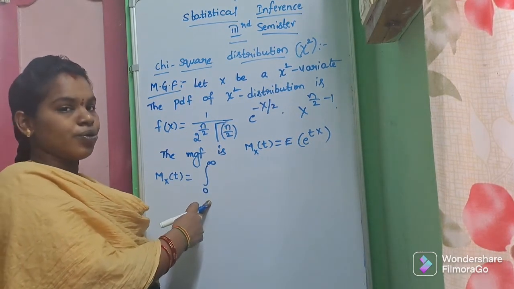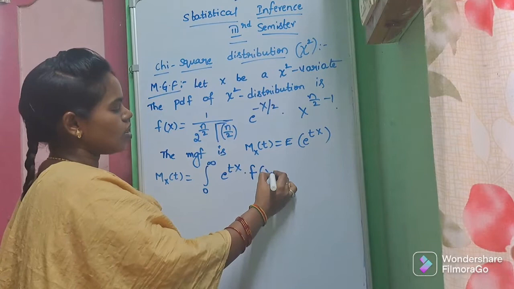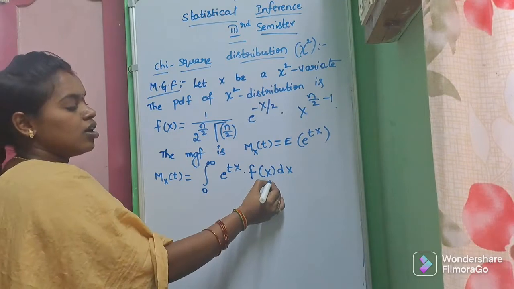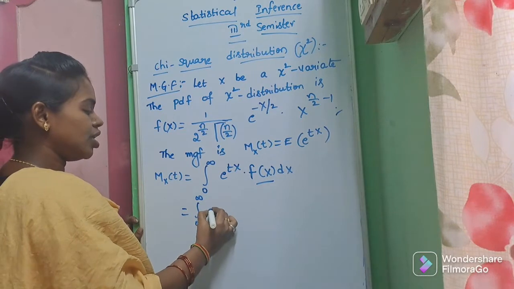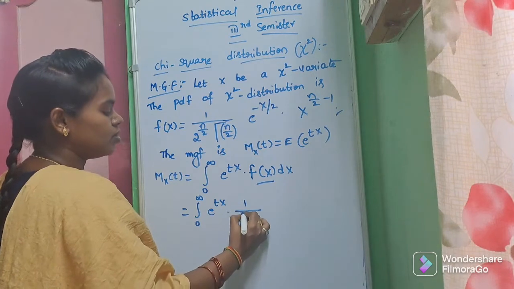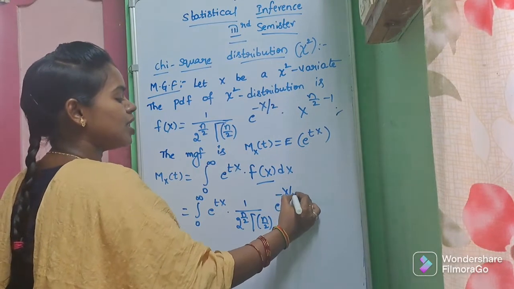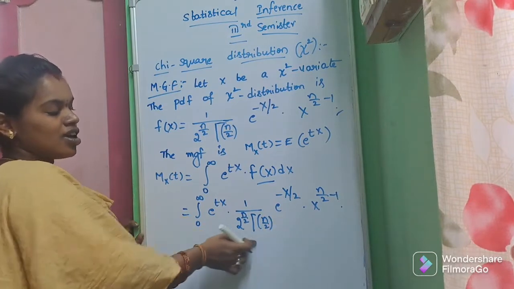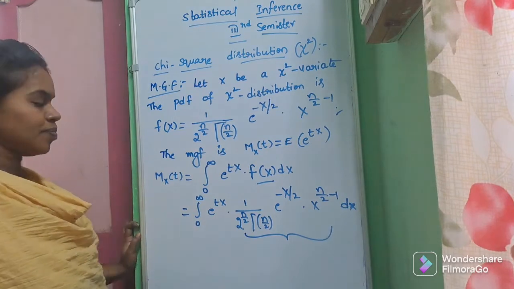So I am writing the integral from 0 to infinity of e power tx into f of x dx. This is our formula. Next, f of x can be replaced with this value: 1 by 2 power n by 2 gamma of n by 2, e power minus x by 2, x power n by 2 minus 1. This is our f(x), the functional value, into dx.